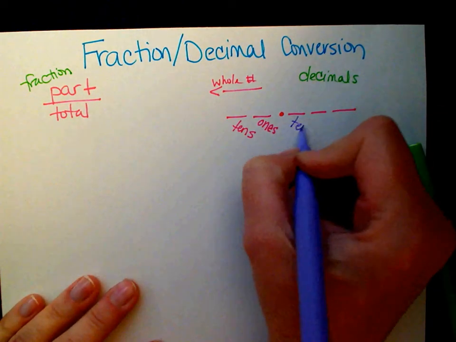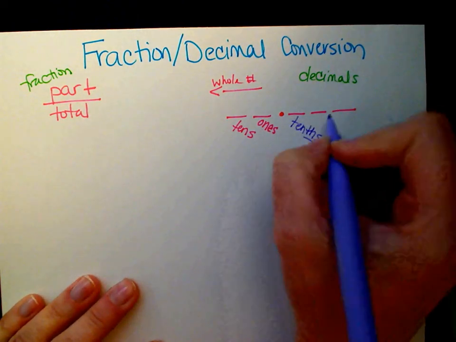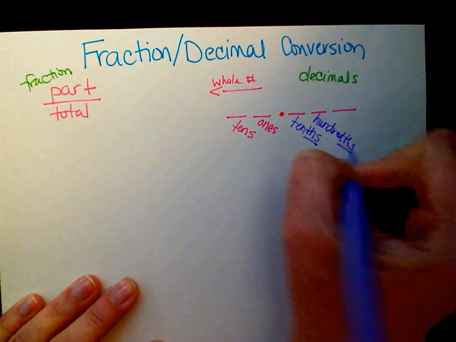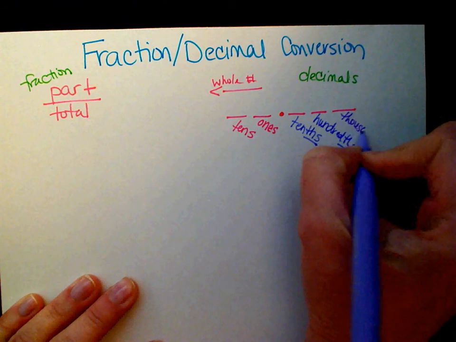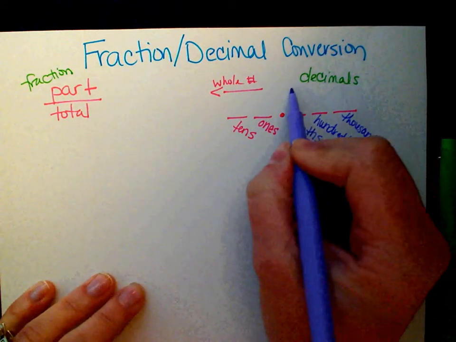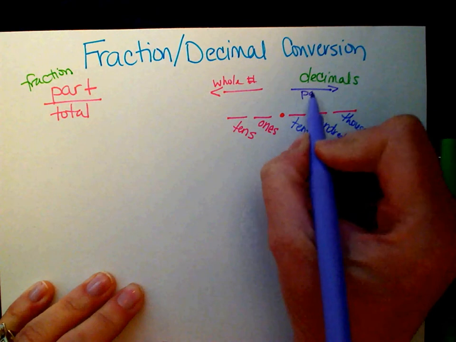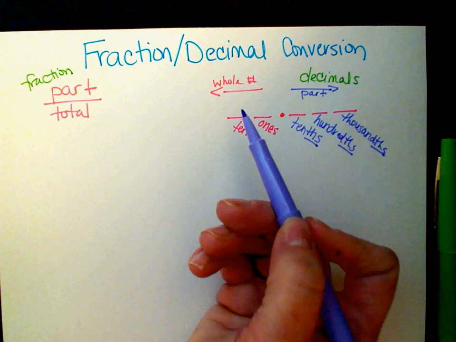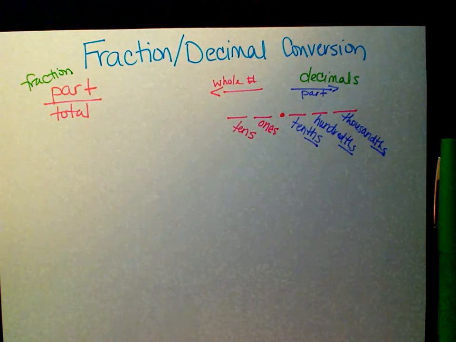This is tenths, hundredths, thousandths, and it keeps going from there, but we're going to stop. This side is a part of a whole, which is how they're related to fractions. They're the same thing, they just look different.